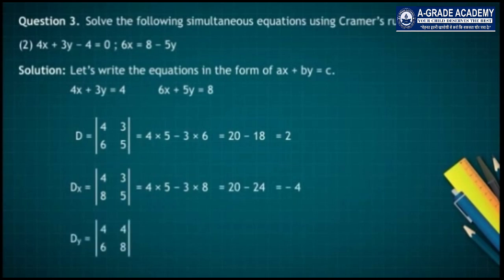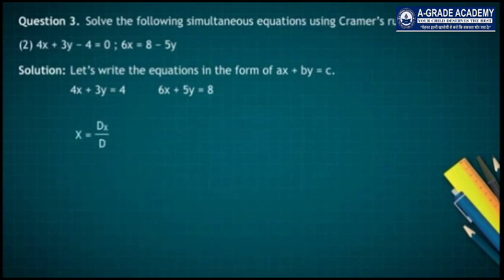Determinant Dy is equal to |4 4; 6 8|, which is equal to 4 into 8 minus 4 into 6, which is equal to 32 minus 24, which is equal to 8.